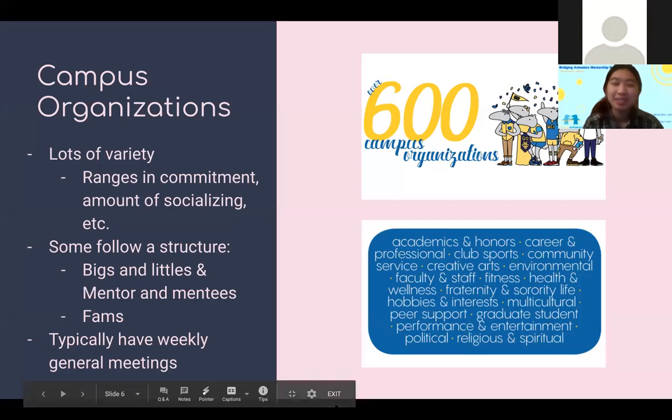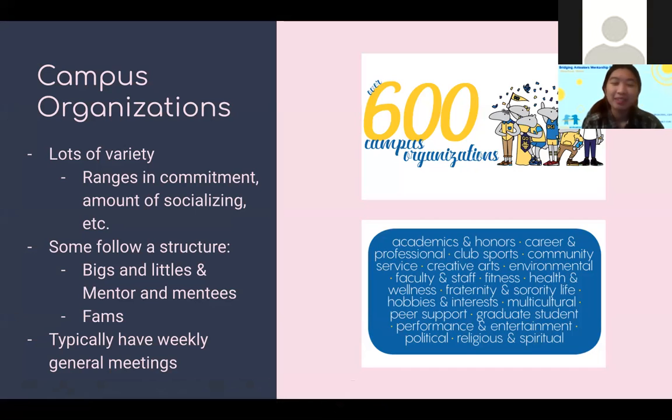So first is campus organizations. There's a lot of variety in what UCI offers, and they all range in different amounts of commitment and amounts of socializing, etc. And some of them follow a structure. So for example, they have FAMs where they have bigs and littles in them. So bigs are usually returners who lead the FAMs and plan socials and other activities. And the littles are pretty much everyone else that are willing to participate. And some also have mentor and mentees. And a lot of the campus organizations have weekly general meetings.